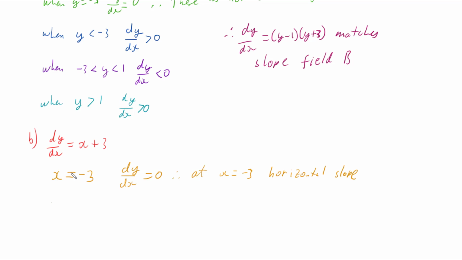So let's now have a look at either side of x is negative 3. So let's look at if we're bigger than negative 3. So if we're bigger than negative 3, dy/dx is just going to add 3 onto it. So we're going to stay more and more bigger. So that means that dy/dx is going to be bigger than 0. And if we look at when x is less than negative 3, dy/dx, we're adding 3, but because we're less than negative 3, we're never going to quite get above 0. So we're always going to be less than 0.